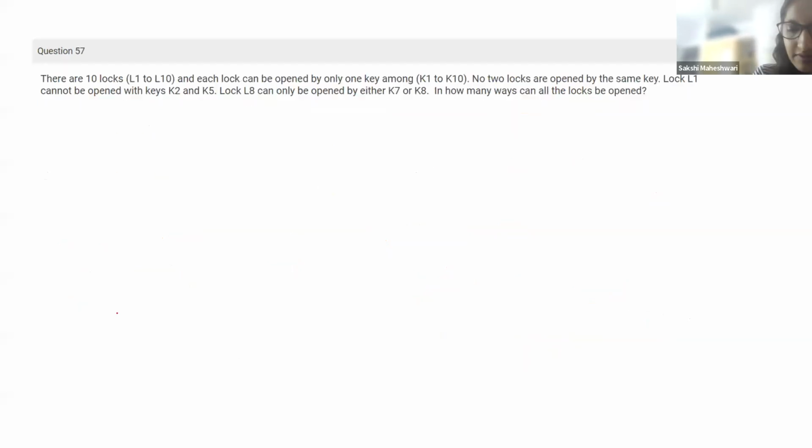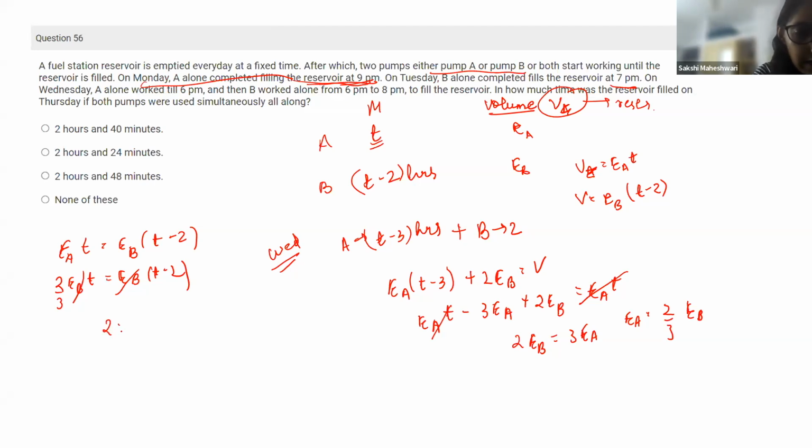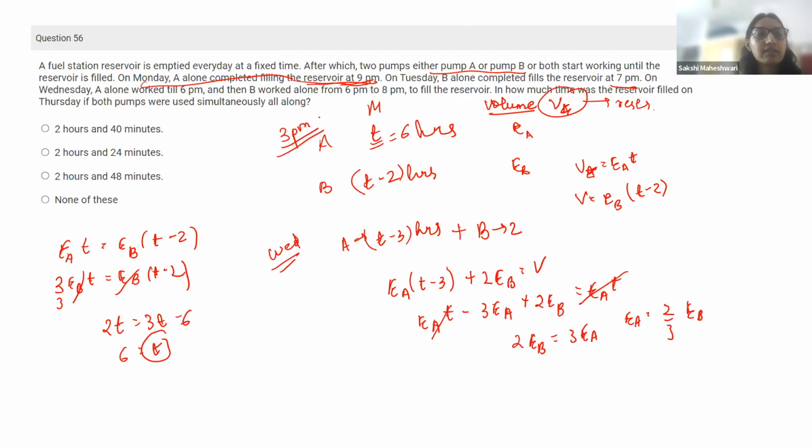Yeah. So this gives you 2T equals 3T minus 6. That means T equals 6. So this is 6 hours. That means the pumps used to start filling at 3 p.m. Okay. Are you able to follow this? Now if both of them start simultaneously, this takes 6 hours, this takes 4 hours. Let's assume that there are 12 units of work. So for each hour, this fills 2 units per hour, and this fills 3 units per hour.